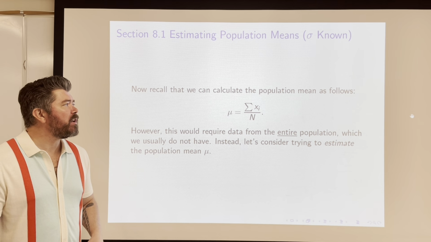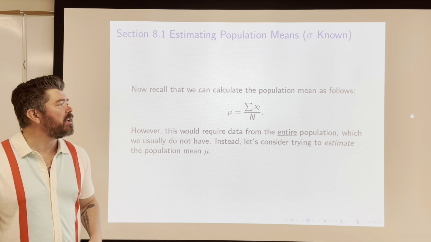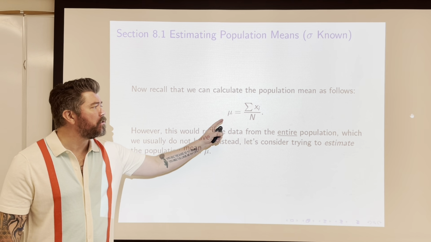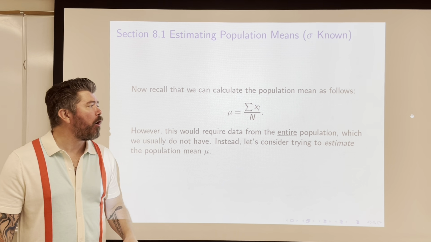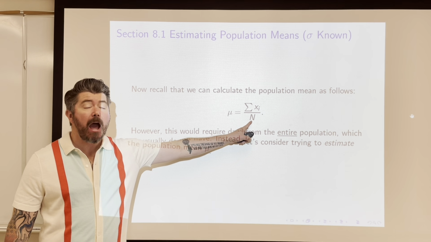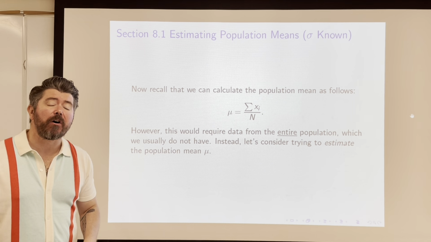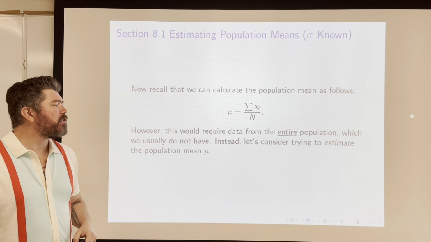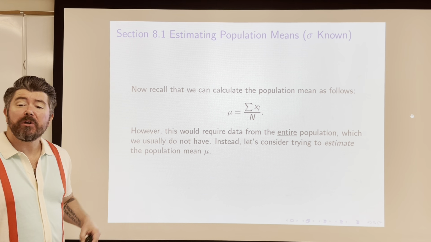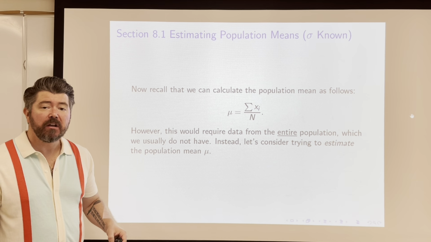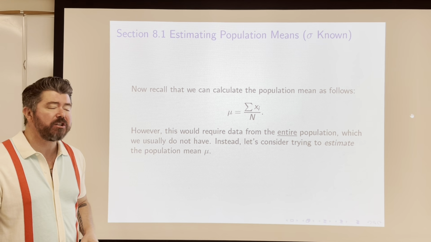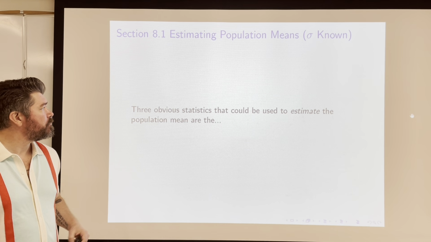Now recall that we can calculate the population mean as follows, and this was from Chapter 3. Mu is the sum of all our data points from our population, and capital N is the size of our population. However, this would require data from the entire population, which we usually do not have. Instead, let's consider trying to estimate the population mean mu.